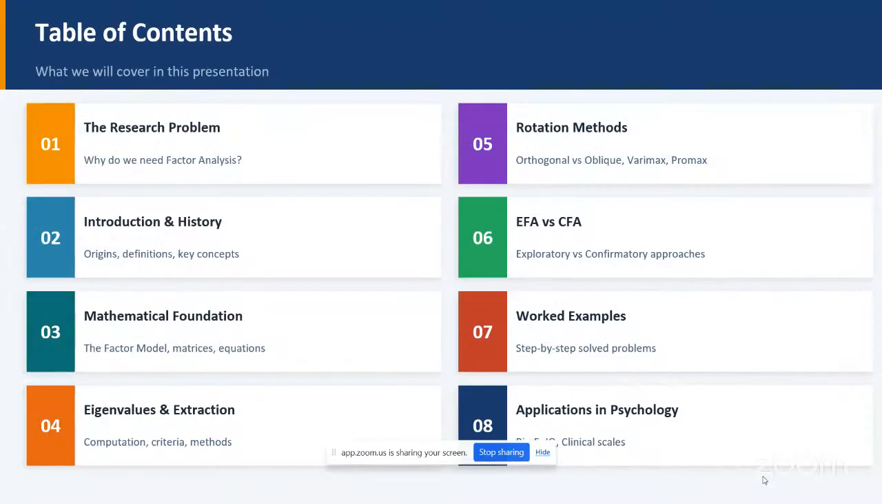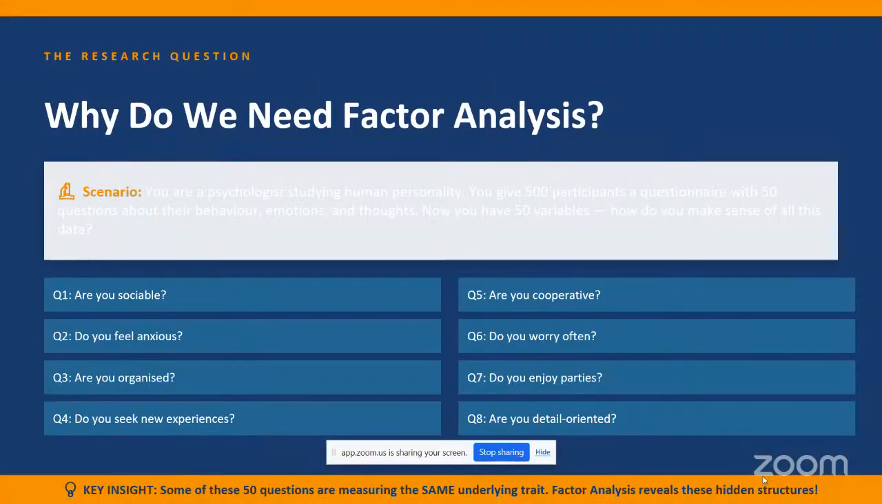So this is the table of content. I am not going through it. I will be explaining all these things within this class. So at first, why do we need factor analysis, right? This is the first question.